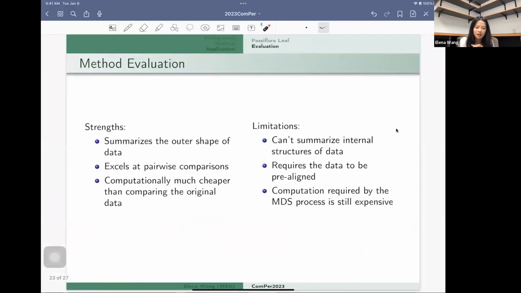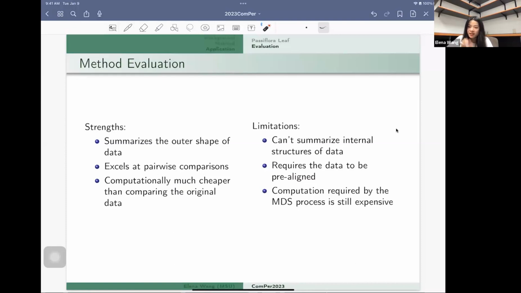So this is just a summary of our distance. It summarizes the outline, the outer shape of the data, and excels at pairwise comparisons. It's computationally cheaper than comparing the original data, say, using graph distance, which is NP-hard. It does have its own limitations. It can't summarize the internal structure of data, but that's the inherent nature of the merge tree, so we can't really change that unless we pick different topological descriptors.